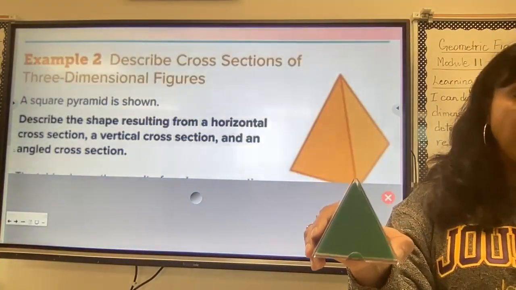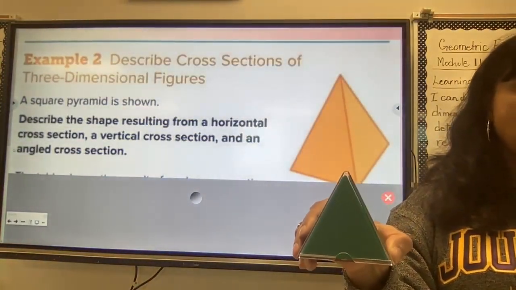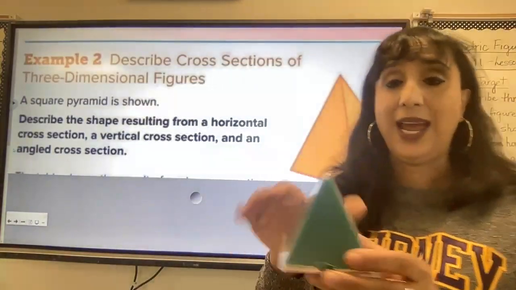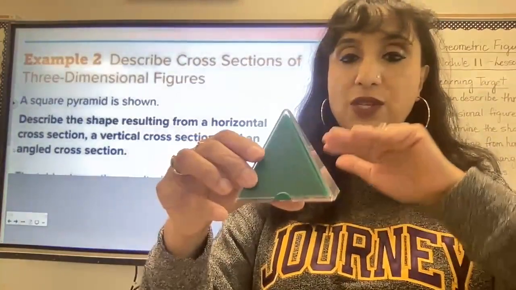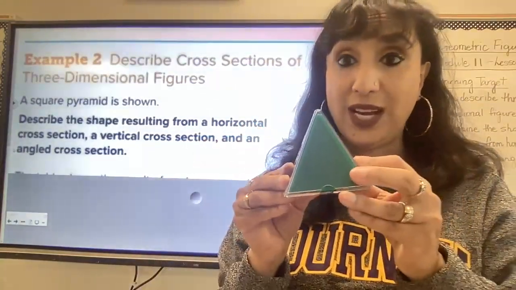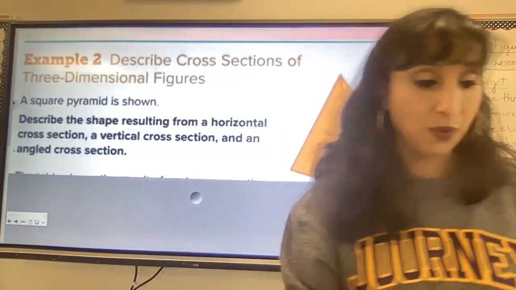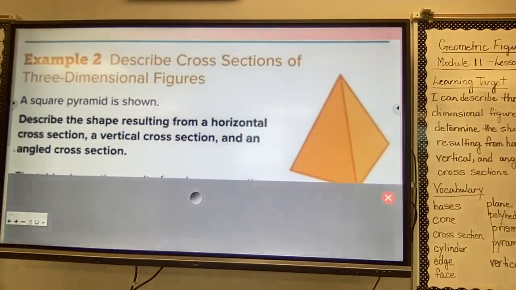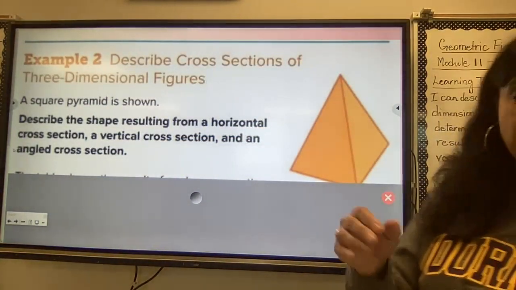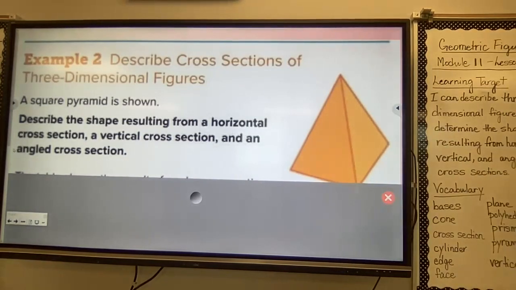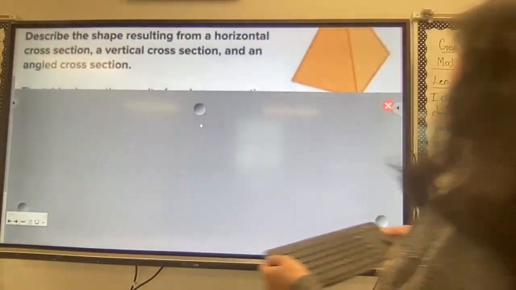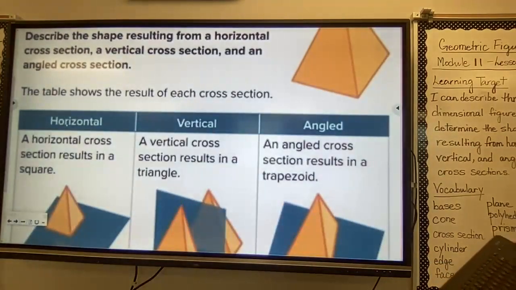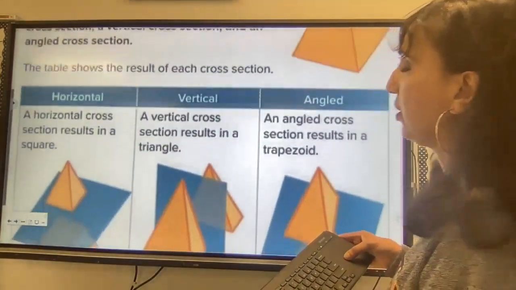Now, if I took this and did the cross section in an angled form, so it goes down like this, and I'm going to show you some pictures right now, I would actually get a trapezoid. So let's show you some examples of that. I just wanted to have a visual of what I'm talking about. So let's see if I can pull this up. And there we go. This is exactly what I was talking to you about.